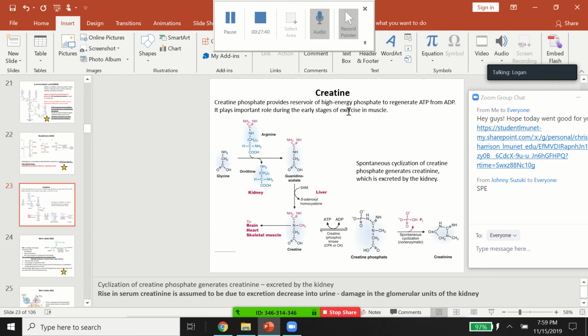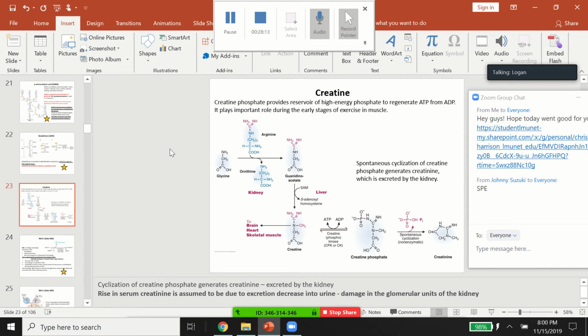Creatinine, or creatine actually. I don't know why I keep saying creatinine, probably because of renal. But anyway, creatine. I'm getting confused in my head. Anyway, spontaneous cyclization of creatine phosphate generates creatinine. So that's where the difference is between those two. And you can follow this and figure that out from there. The difference between creatine and creatinine is basically these two steps here.